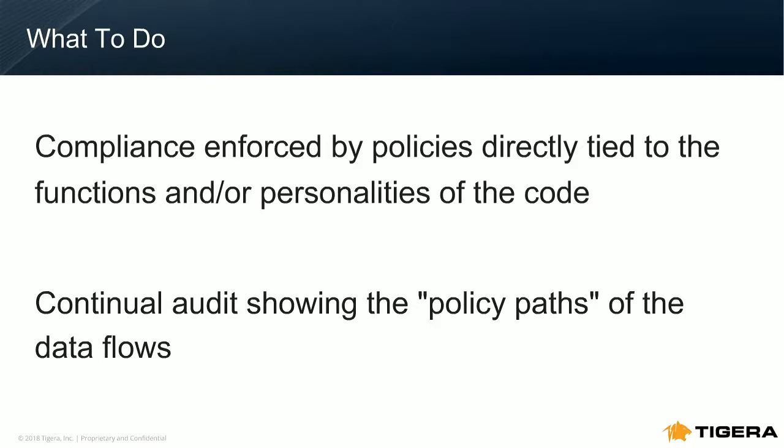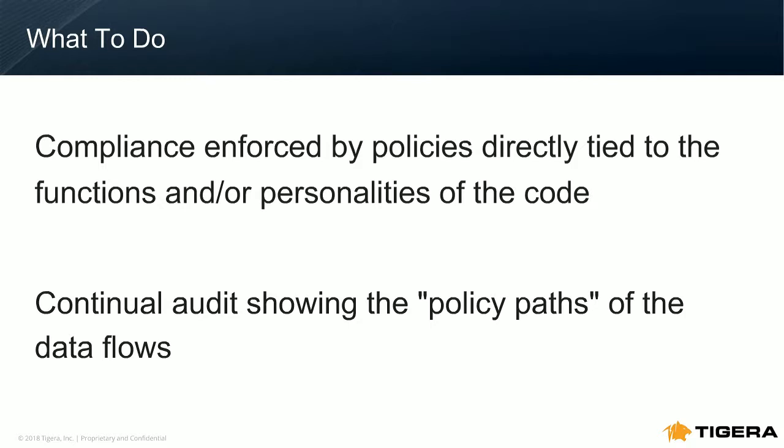The second one is you need to now do a sort of a continual audit that shows what traffic was allowed in your infrastructure, what traffic was denied in your infrastructure, and for what reason it was allowed or denied, i.e. what the policy paths were. And we'll talk a little bit about that as well. And if you put these two together, you can achieve something that we're calling continuous compliance.